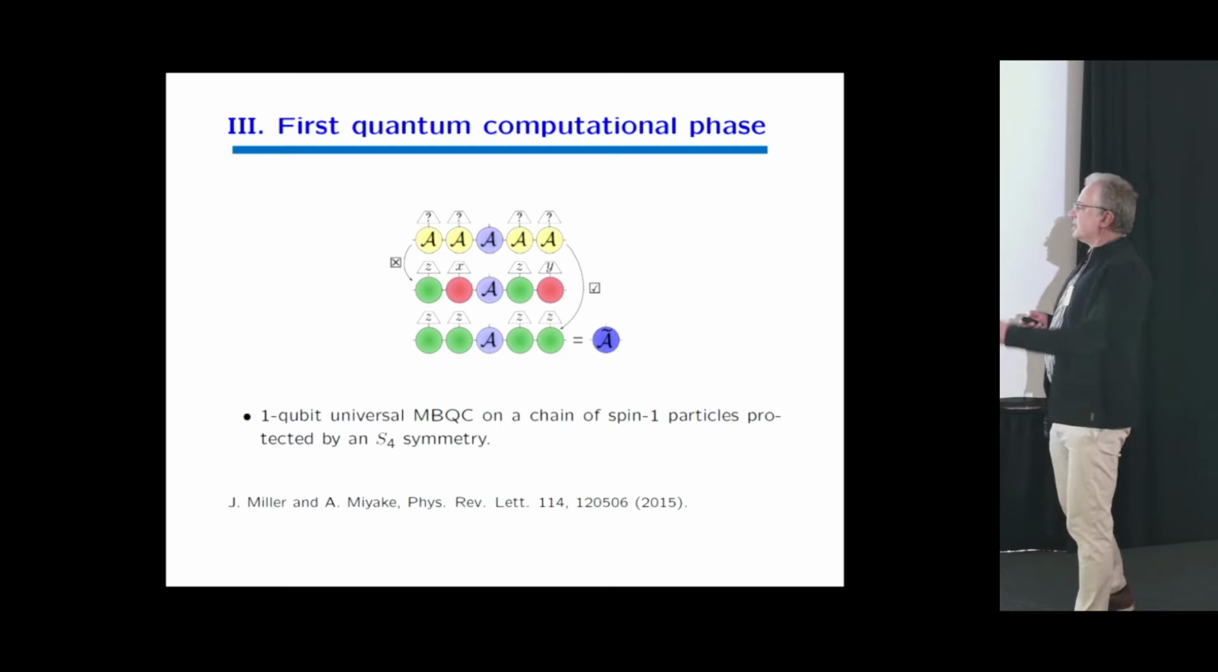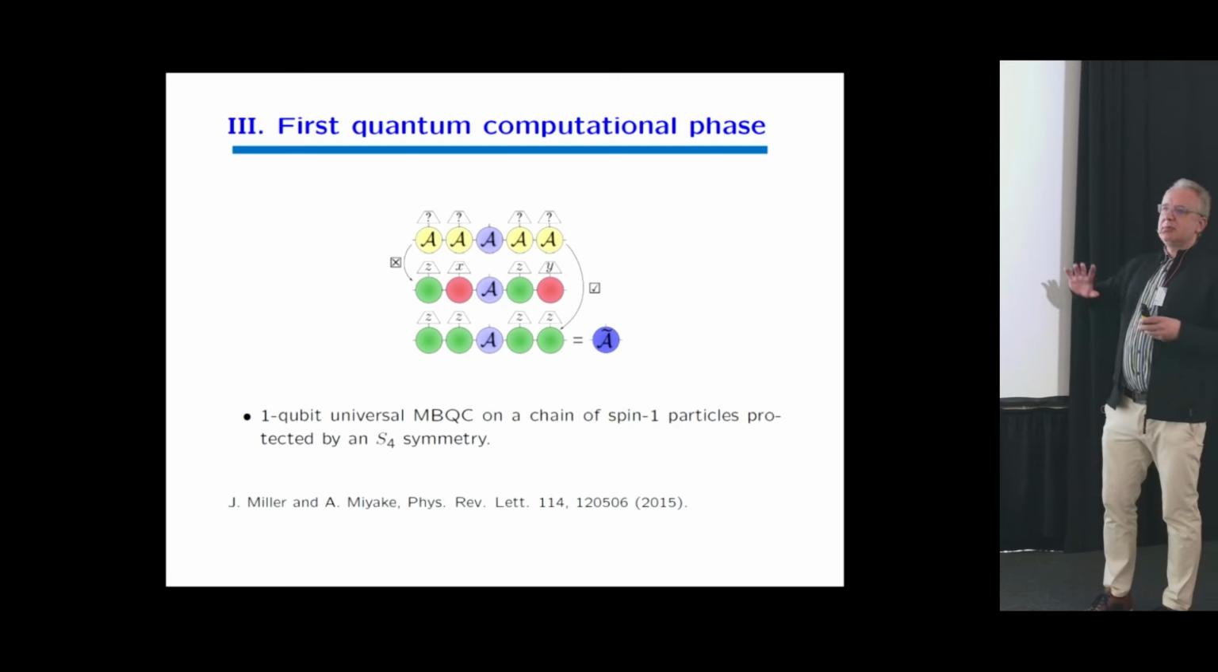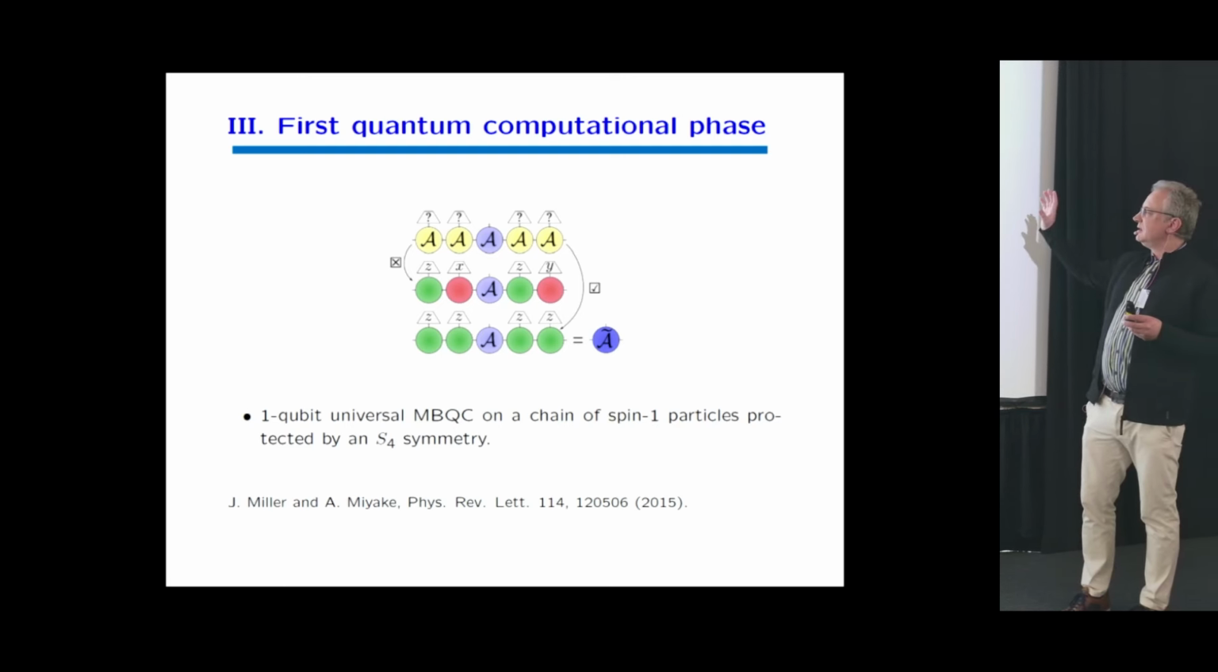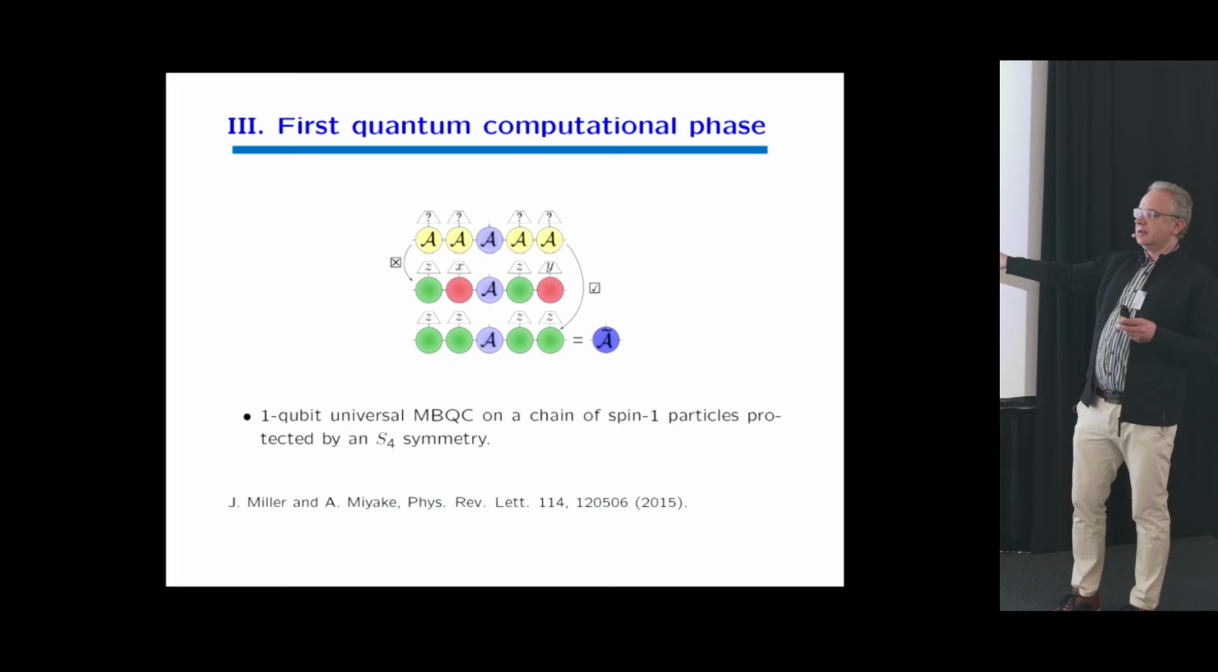Yeah, so the term computational phase of matter was coined 5 years earlier than this. But this was the first proof that such a thing exists.